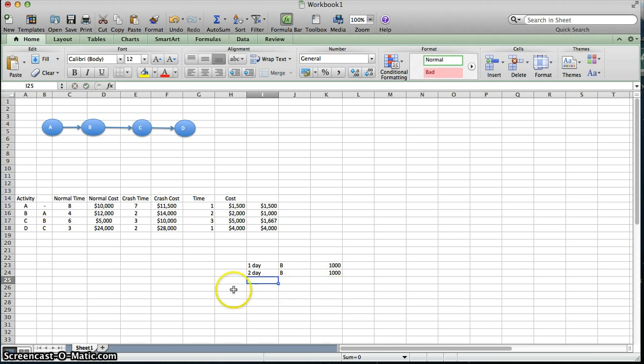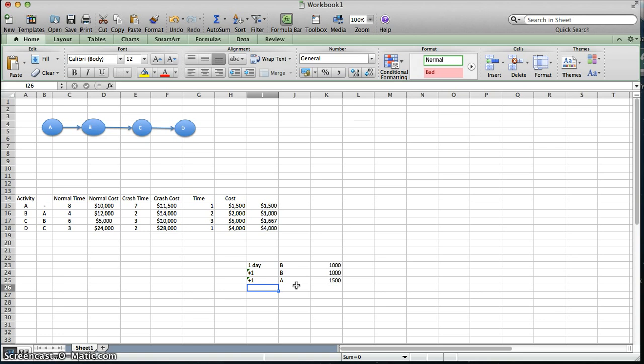Well, let's say I want 3 days. So if I want now 3 days to crash, my next option, I can't go back and crash B again because I've already crashed it the maximum amount I can. So our next cheapest option is to go to activity A, which is 1,500.